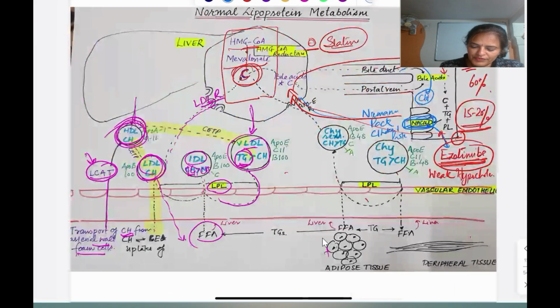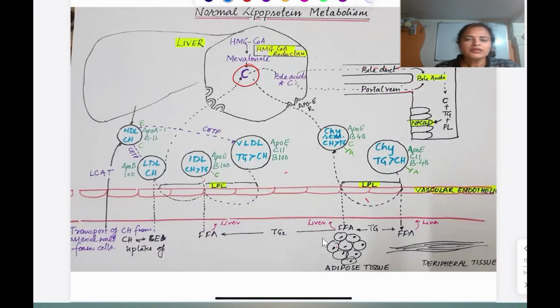Now the second group of drugs. So the second group is the drugs which are going to act. So number one was this, Ezetimibe.